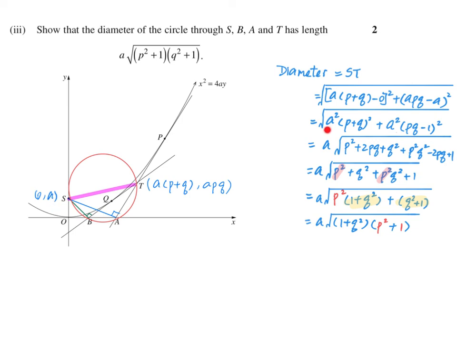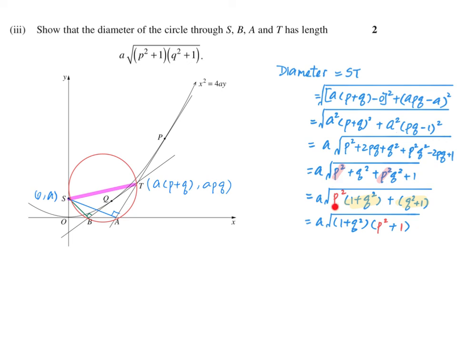And then we can take out the common factor of a squared. After the square root, a squared becomes a. What's left is (p plus q) whole squared and (pq minus 1) whole squared inside the square root. Expand these two perfect square brackets, you will have p squared plus 2pq plus q squared, and p squared q squared minus 2pq plus 1. Cancel out the common terms, and you have p squared plus q squared plus p squared q squared plus 1 left. And now you can see the common factor of p squared.